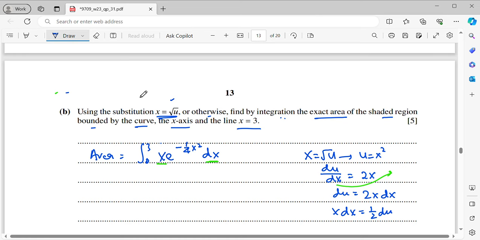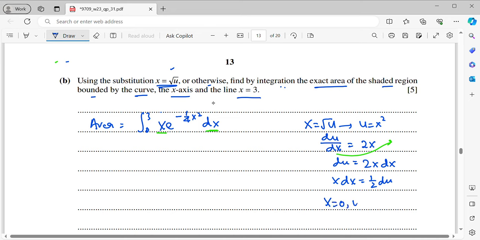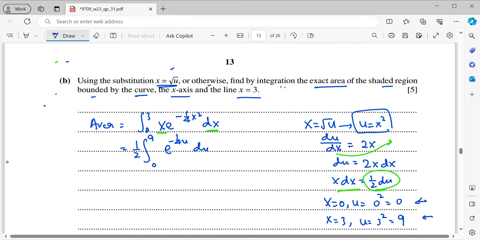Now don't forget to change the limits. When x equals 0, my u is x squared, 0 squared, which is 0. When my x is 3, my u is x squared, so 3 squared is 9. From here, I will change everything to u. So the integration from 0 to 3 will be changed to 0 to 9. The x dx will be changed to half du, so I will write the half outside. Now just left the e to the negative 1 over 4 x squared, and our x squared is the u. So using the substitution of x squared to u, instead of complicated integration, I have changed it to the exponential integration.